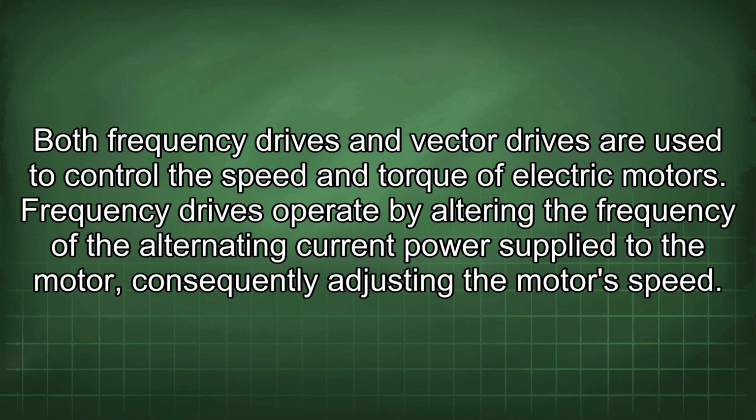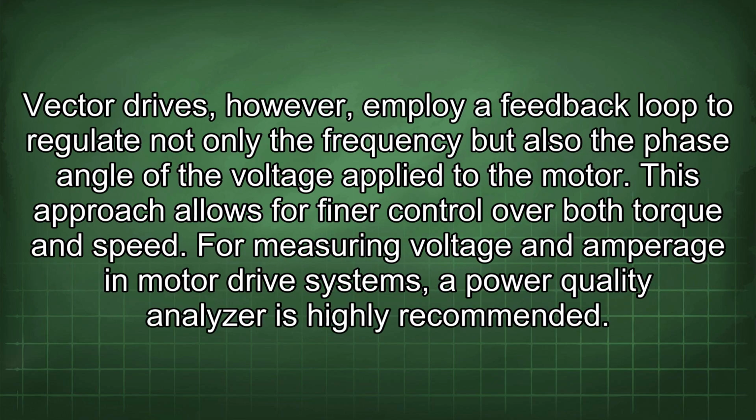Both frequency drives and vector drives are used to control the speed and torque of electric motors. Frequency drives operate by altering the frequency of the alternating current power supplied to the motor, consequently adjusting the motor's speed. Vector drives, however, employ a feedback loop to regulate not only the frequency but also the phase angle of the voltage applied to the motor. This approach allows for finer control over both torque and speed.